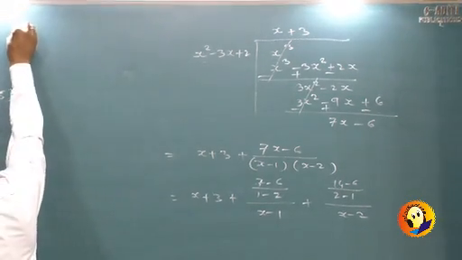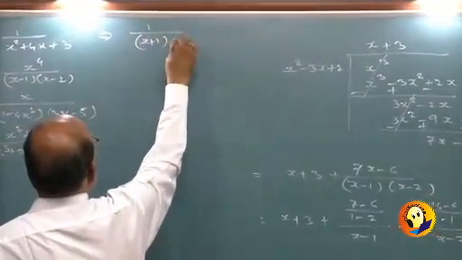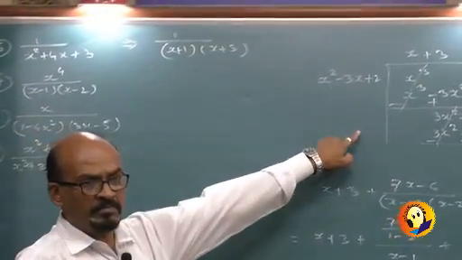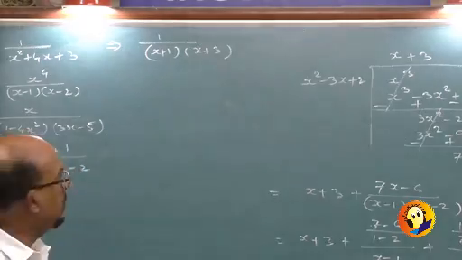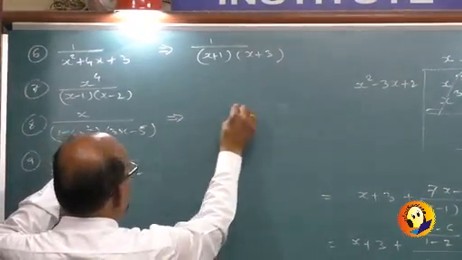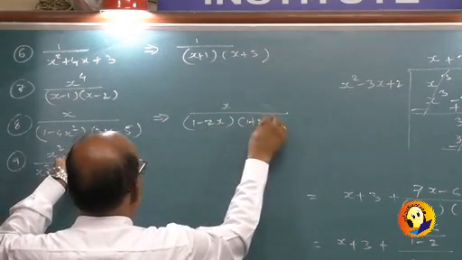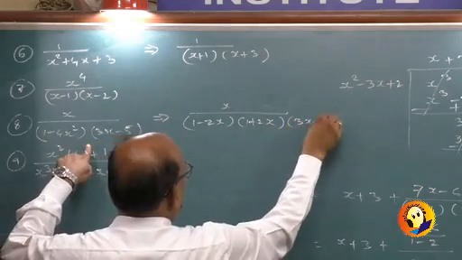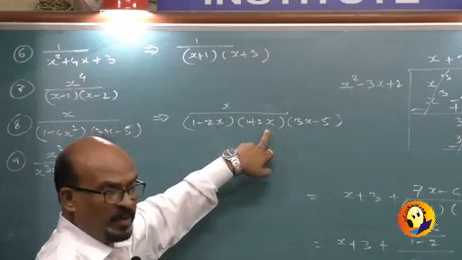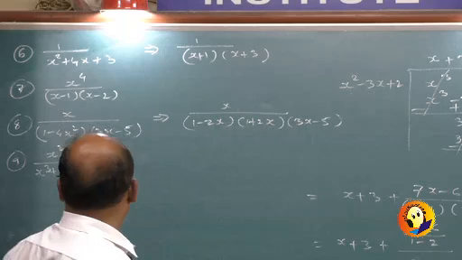Now in the sixth problem, it is again 1 upon x plus 1 into x plus 3, partial fractions. Seventh is to be done in the same way. Divide and proceed. Eighth, it is directly partial fractions. It is x upon 1 minus 2x into 1 plus 2x into 3x minus 5. So put x equal to half, x equal to minus half, and x equal to 5 by 3. So these three will get separated.